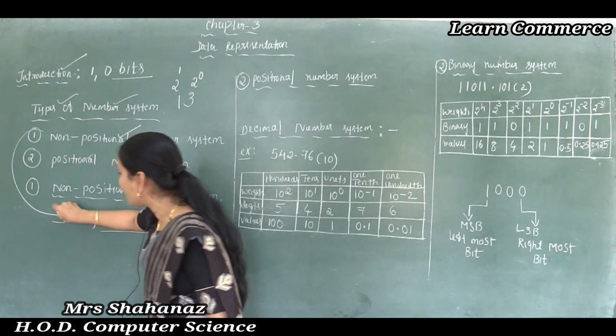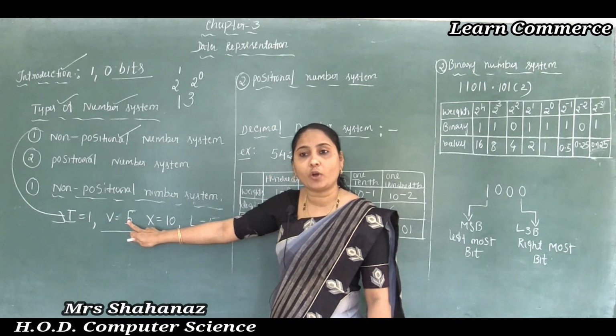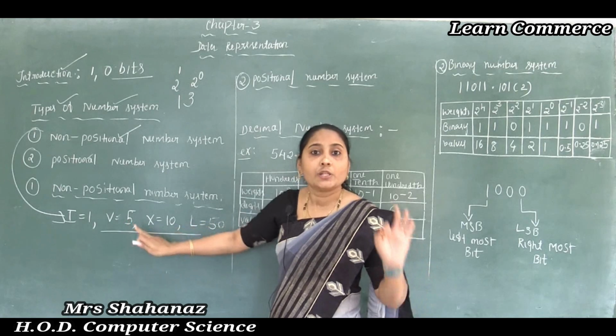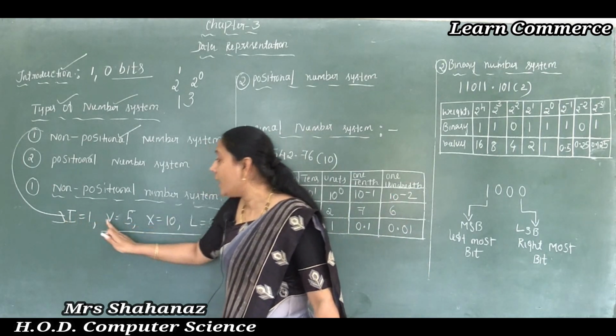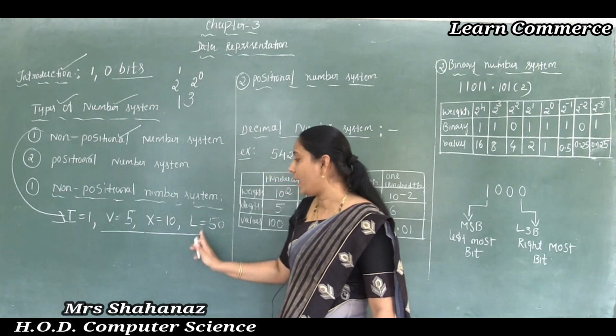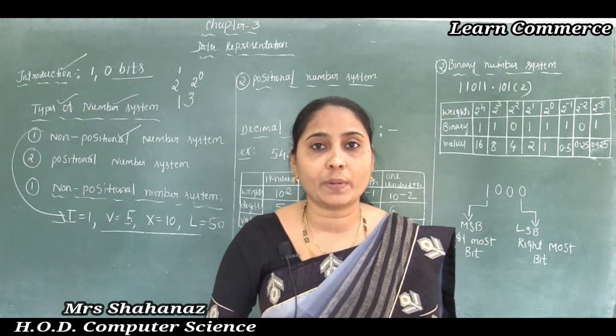That means our non-positional number system, the example I already said, uses different kinds of symbols. Correct, no? It uses many symbols here. Some of the symbol examples: I is equal to 1, V value is equal to 5 here, X value is equal to 10, and the L value is equal to 50 here. These are just some of the examples.